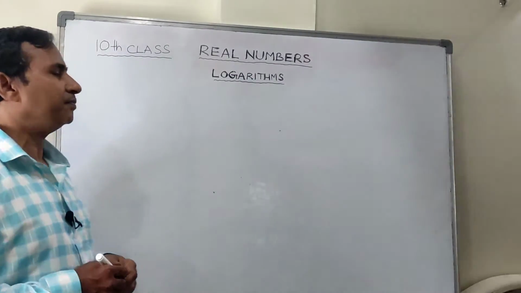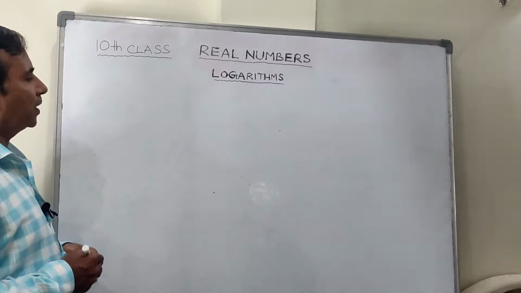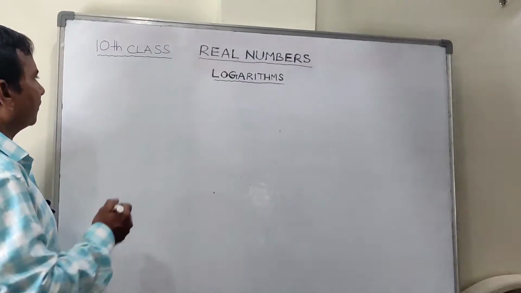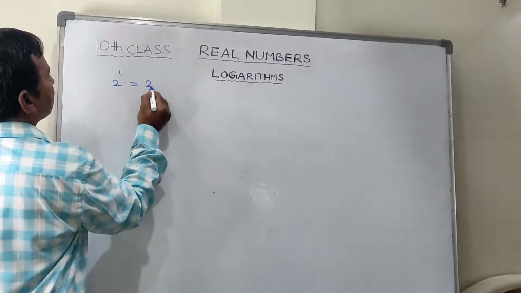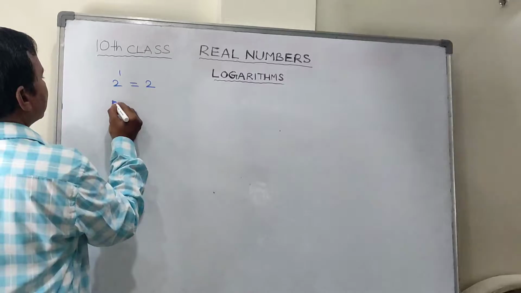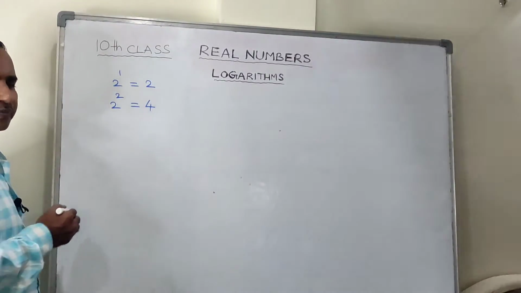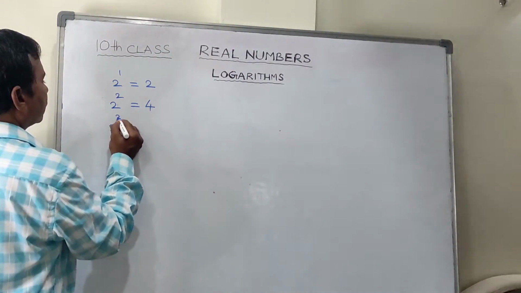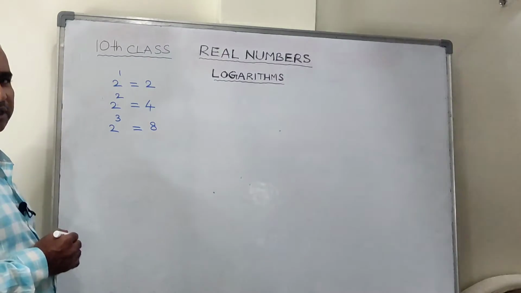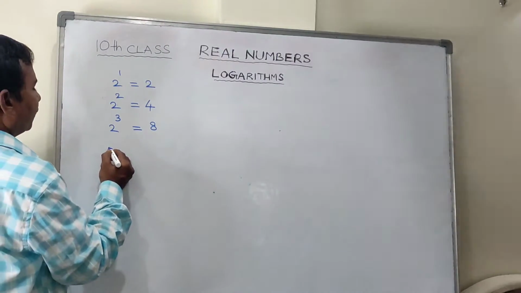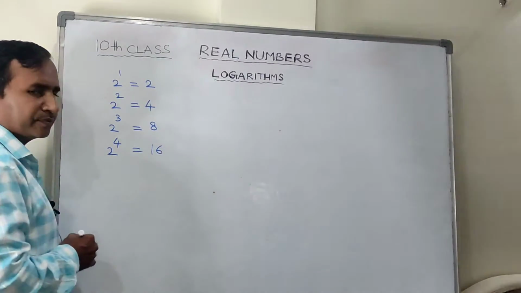Let us have some examples to know the definition of logarithms. As we know, 2 to the power of 1 is 2. 2 square is 4, 2 2s are 4. 2 cube, how much? 8, that is 2 into 2 into 2. 2 to the power of 4 equals 16.